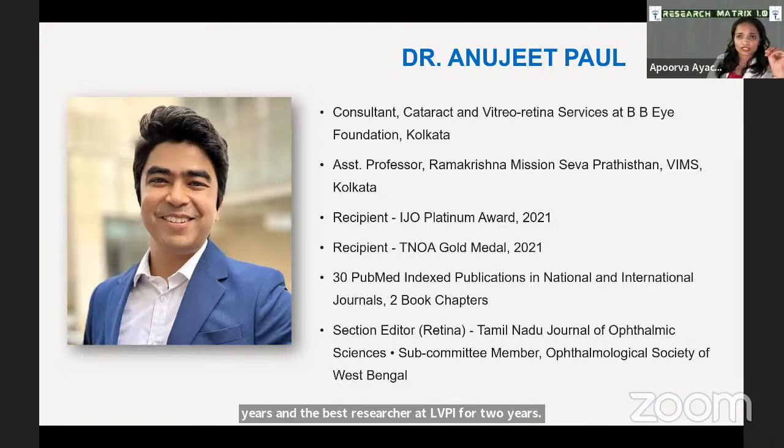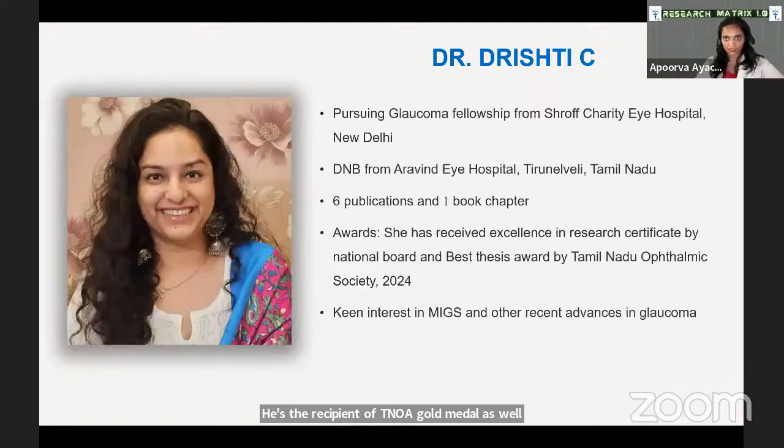We have Dr. Anujit, a very active member of YOSI for several years now. He's a consultant in cataract and vitreoretina services at BBI Foundation, Kolkata. And he has 30 PubMed indexed publications and is a section editor in Retina at TNJOA, and he's the recipient of the TNOA Gold Medal as well. He has received the IGO Platinum Award.